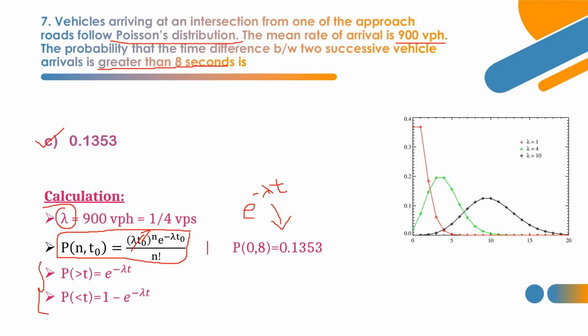Generally these two things can be used if it is asked for time greater than some t seconds. P of greater than t is equal to e power minus lambda t. If it is asked for less than 8 seconds, or less than some t seconds, then P of less than t will be equal to 1 minus e power minus lambda t. So these two basic formulas can be used to find the answer. So this is how the Poisson distribution goes. Now let's move on to the eighth question.